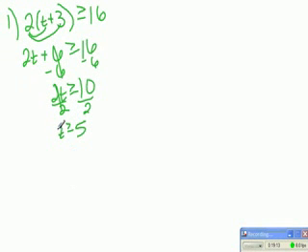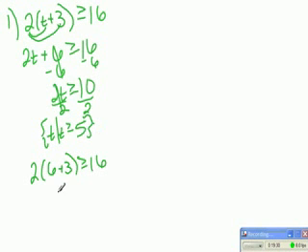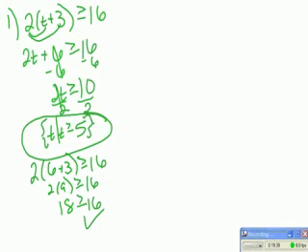I need to check my answer, so I need something greater than or equal to 5. I'm putting in my set builder notation. Greater than or equal to 5, I'm going to choose 6. 2 times 6 plus 3 greater than or equal to 16. 2 times 9 greater than or equal to 16. 18 is greater than or equal to 16. That's true. So this was right. On to number 3.